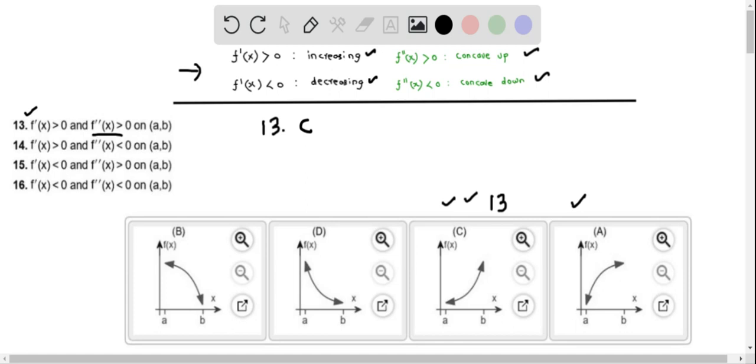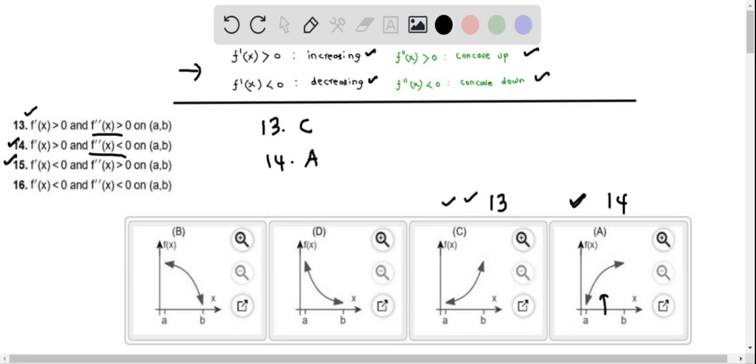Now let's select this question 14. Here we have the first derivative is positive, which means it's still an increasing function. So we have to choose this. Let's also look at the second derivative is negative, which means it is concave down. So this graph is the graph of the concave down. So therefore, we see that for question 14, the graph in A is the correct one.